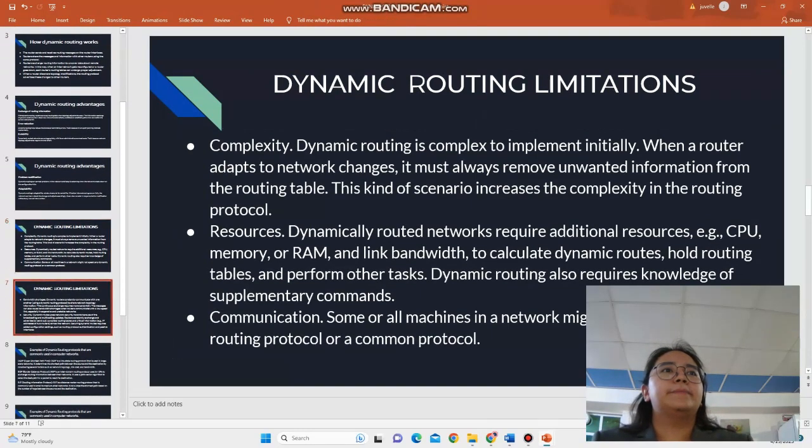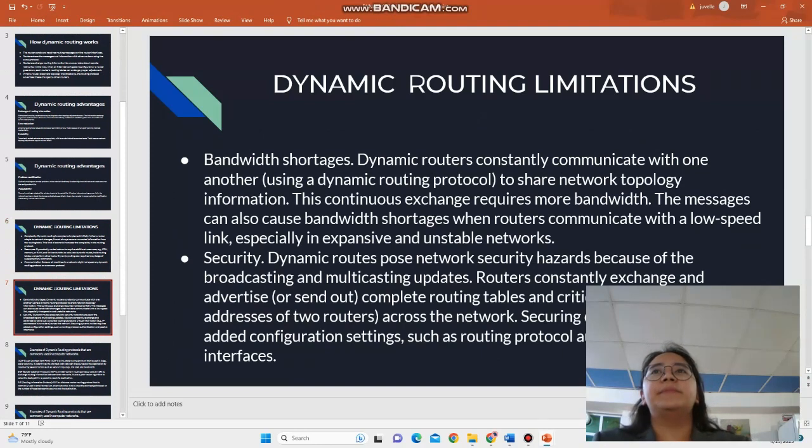This one is still limitations: bandwidth shortage. Dynamic routers constantly communicate with one another using a dynamic routing protocol to share network topology information. This continuous exchange requires more bandwidth. The messages can also cause bandwidth shortage when routers communicate over a low speed link, especially in expansive and unstable networks.